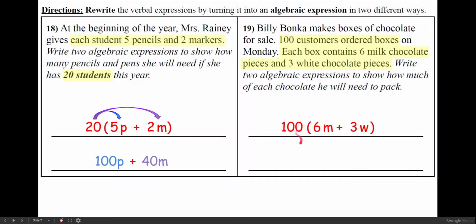Now, what's my other way of writing it algebraically? Well, I simplify it by doing distribution. 100 times 6m, 100 times 6 milk chocolates is 600 milk chocolates, and 100 times 3w is 300 white chocolates. So now we know how to write algebraic expressions using the distributive property. We know how to distribute, and we know how to do the opposite, which is to factor those numbers out. Go ahead and try some problems on your own. Good luck.